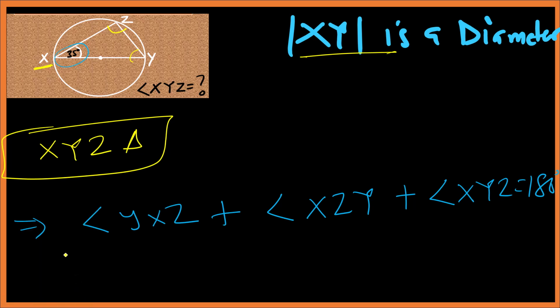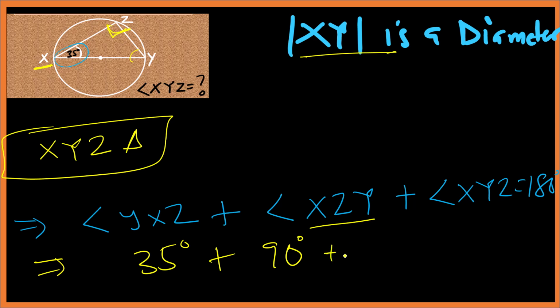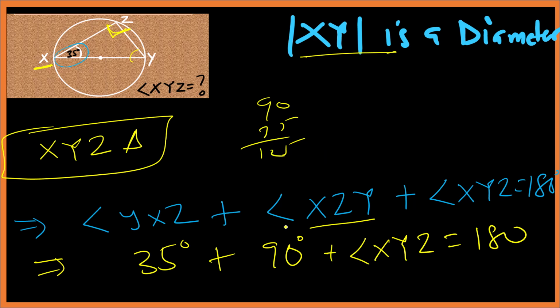So angle YXZ is 35 degrees plus angle XZY, that is 90. So this side is 90, plus angle XYZ equals 180. So 90 plus 35 is 125. So we have 125 plus angle XYZ equals 180.